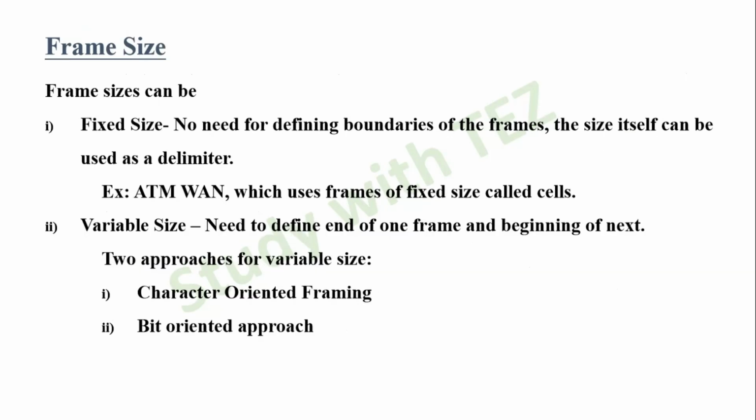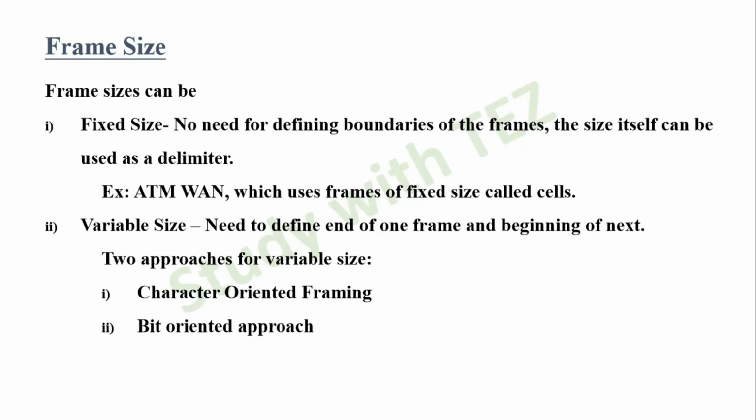Once that is the case, then frame size. Frame size can be of two types: one is fixed size and another is variable size. Once it is fixed size, that itself will say where the frame will start and where the frame will end. So the size itself will act as a delimiter, and we need not define any boundaries for the frames. An example is ATM WAN, which uses fixed size frames called cells.